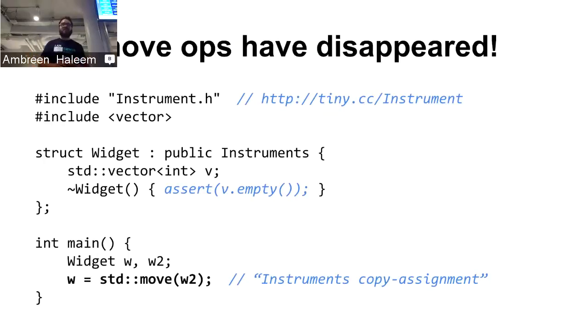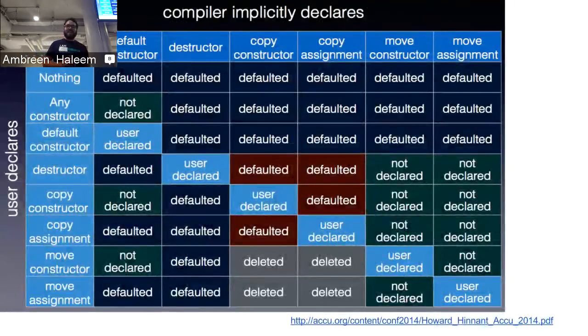Oh yes, another bonus slide here. This is from the same talk by Howard Hinnant where he says give tender loving care to all of the members. This is what the matrix looks like right now for if I as the user declare one of these things, what happens to all the other special members? The boxes in red that say defaulted are the ones that are deprecated. Notice that some of the others say deleted. Yes, some boxes say deleted, some say not declared.